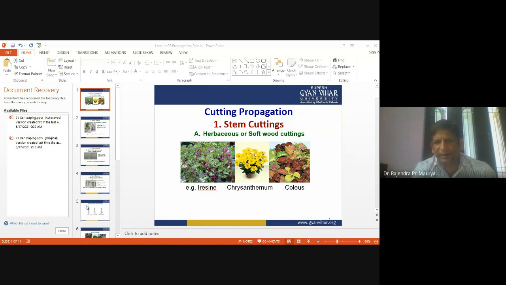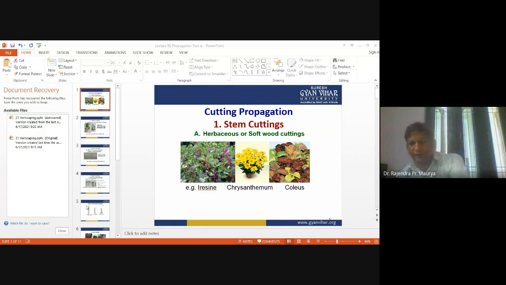Then the third type of cutting is leaf bud cuttings. Leaf bud cuttings are for axillary buds. Okay. So we can say normally plants are of three types: alternate leaved plants, opposite leaved plants, and whorled leaves. But in this propagation method, we use only two: alternate leaved plants and opposite leaved plants. Okay.